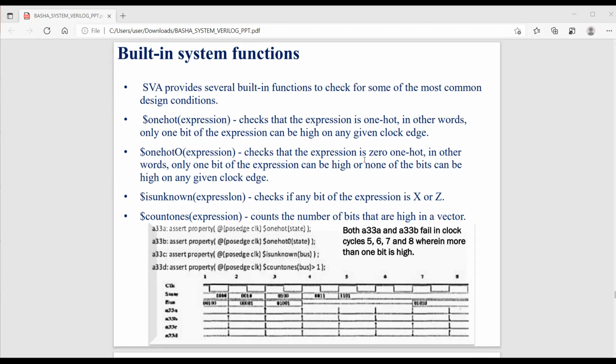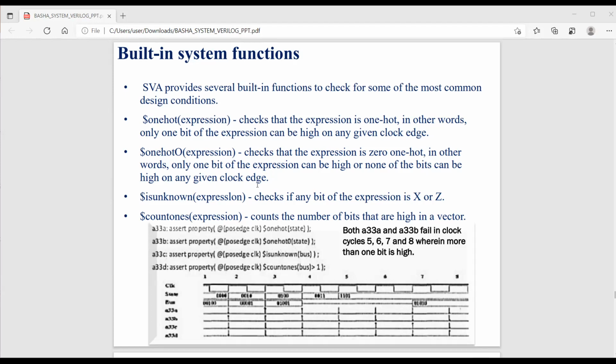So $onehot0 checks that the expression has at most one bit high. In other words, only one bit of the expression can be high or none of the bits can be high on any given clock edge. It means either only one bit can be high or each and every bit in that expression should be low. That's what $onehot0 does.